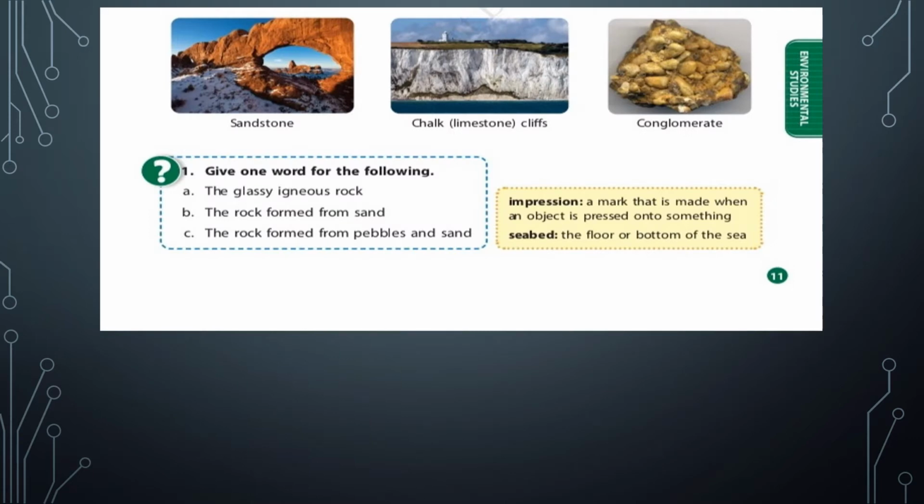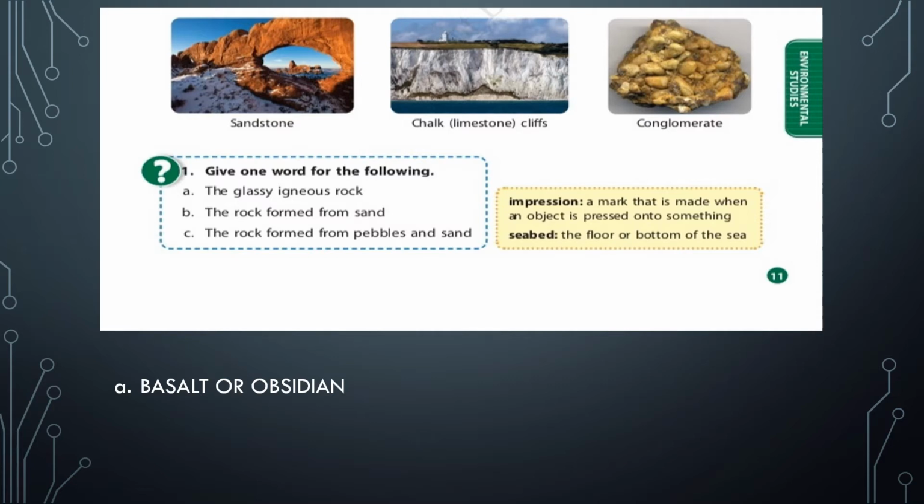Then in the next page, there are 3 questions. Give one word for the following. First one is the glassy igneous rock. What is the answer? Yes, you can write either basalt or obsidian. Both are glassy igneous rock.